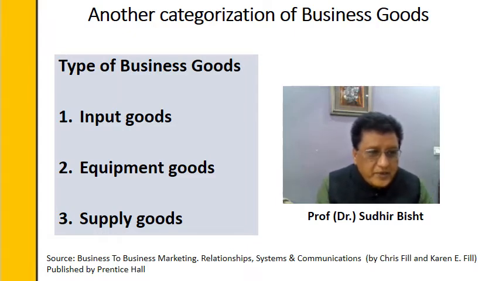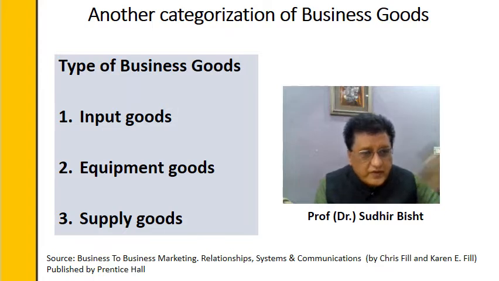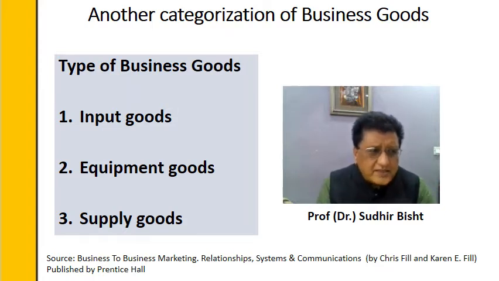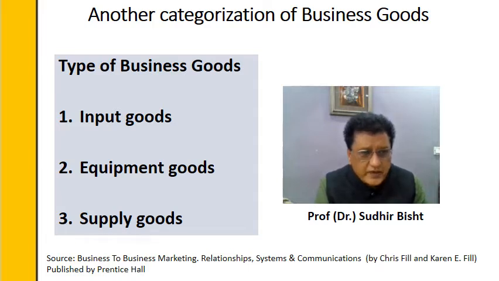Gas Authority of India Limited has a pipeline from Hazira to various places, and it supplies piped gas, which is methane, basically natural gas, to various fertilizer plants. So this is a supply good. And how important is this supply good? Perhaps the gas line of GAIL can be classified both under supply goods and input goods, to my mind.